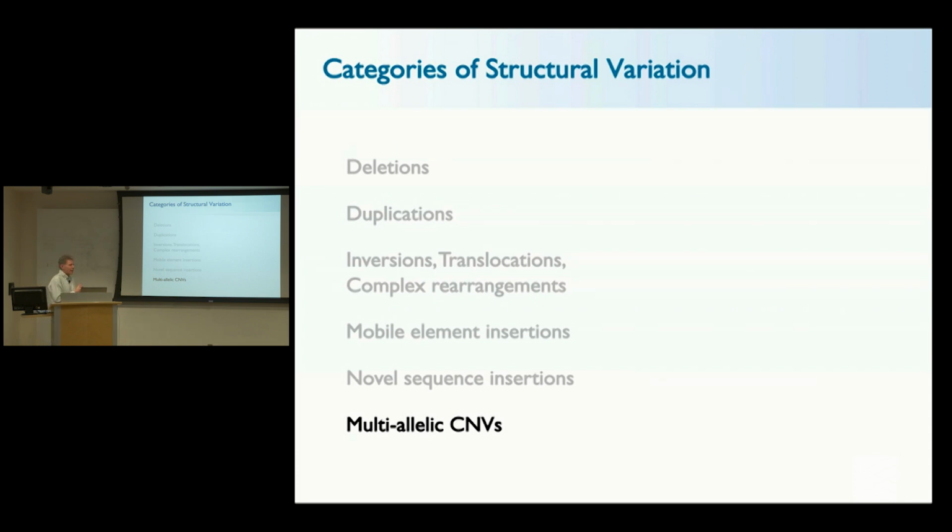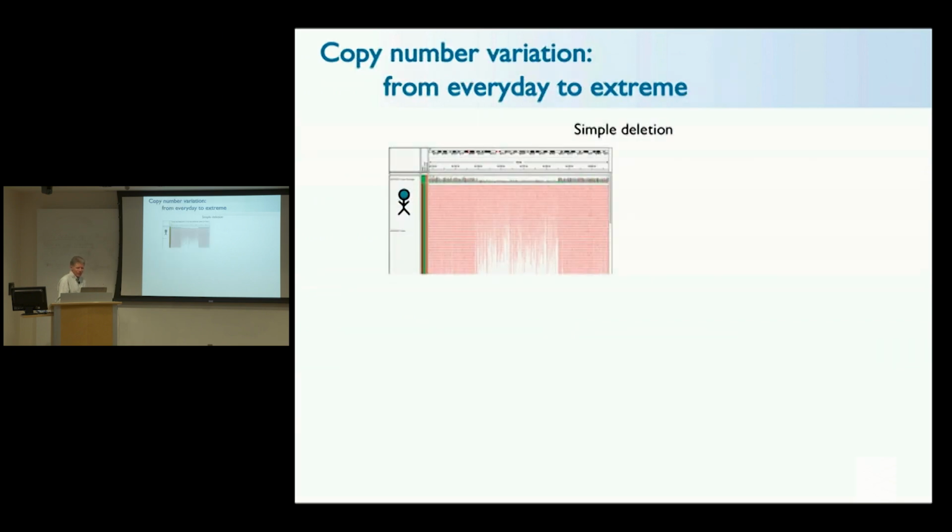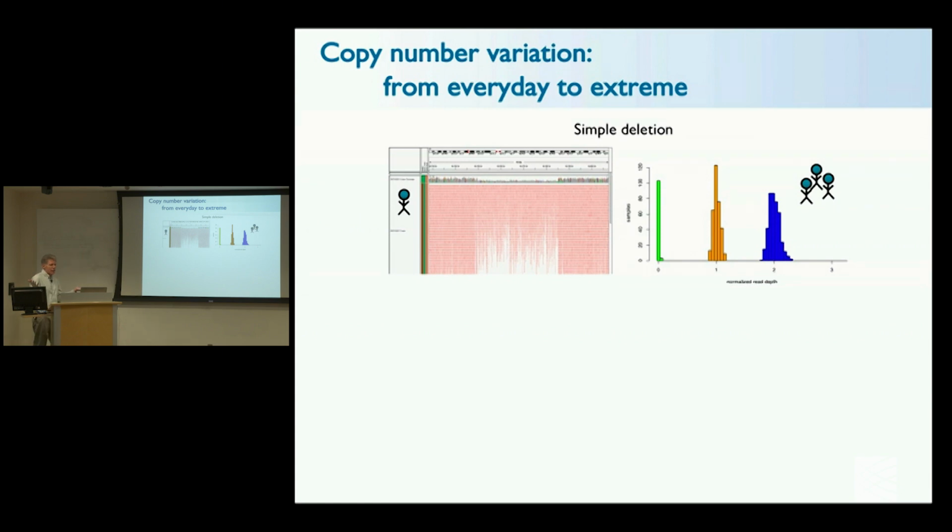I'm going to spend a little bit of time on this just because it's something our lab studies a lot, and so it's something I like a lot, and I want to share with you. So if you think about what I've told you so far, you can have simple deletions, and this is what a deletion might look like in IGV in one person. If you looked at that deletion over many people, you might see that it has high frequency in the population. Some people carry it, some people have it in a homozygous state, and some people don't.